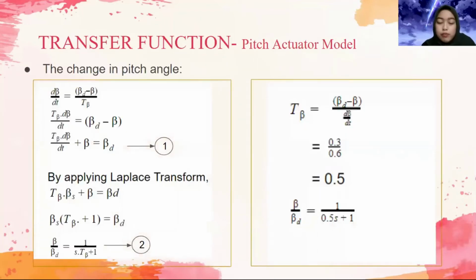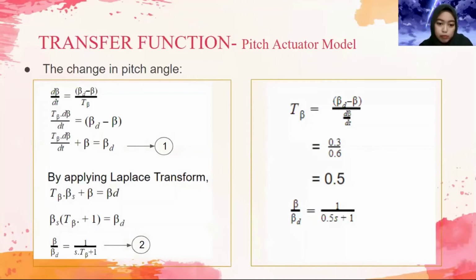Okay, so for the pitch actuator model, the change in pitch angle is given as dβ/dt equals the reference pitch angle minus β, over Tβ. So we do the rearranging, so we can get Tβ dβ/dt plus β is equal to the reference pitch angle. So this equation we label as equation 1.